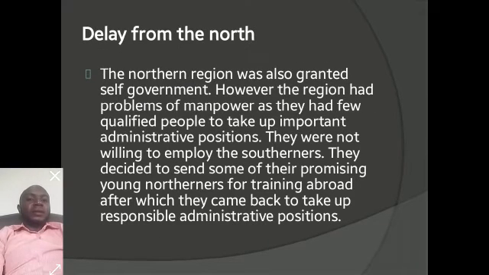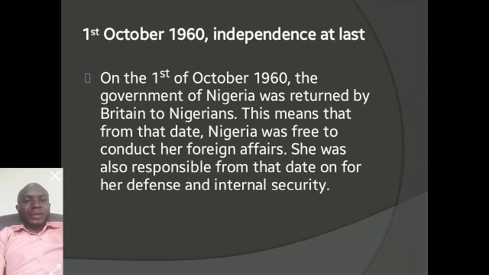Delay from the north. The northern region was also granted self-government. However, the region had problems of manpower, as they had few qualified people to take up important administrative positions. So they were not willing to employ the southerners. They felt that the southerners were proud of their Western education and so on, and they claimed that they too were proud of their Eastern education and their Eastern culture. So they were not willing to employ the southerners. They decided to send some of their promising young northerners for training abroad, after which they came back to take up responsible administrative positions in the north and the country.